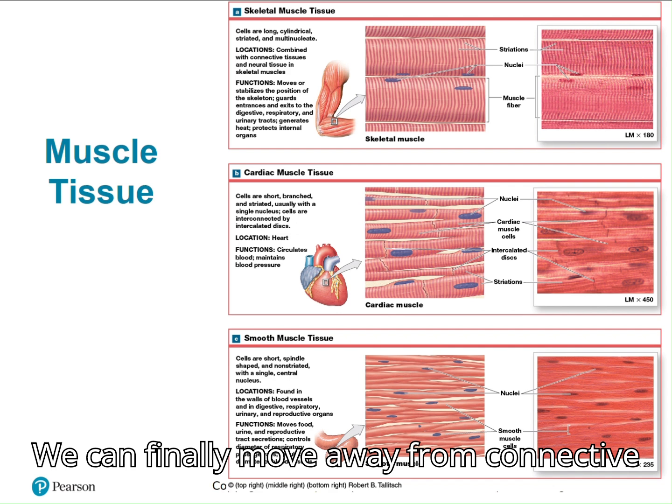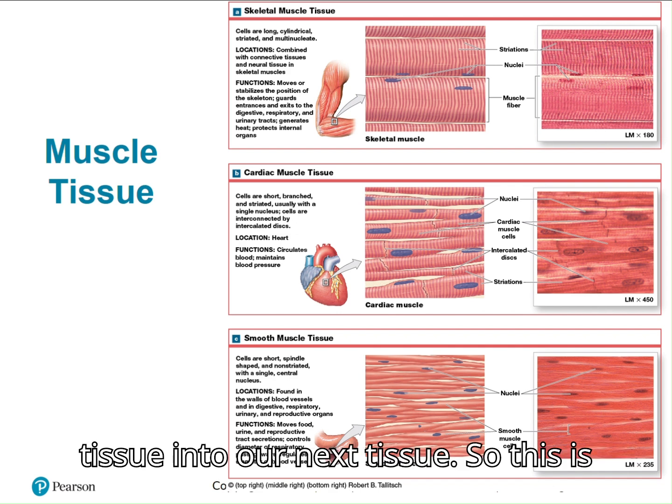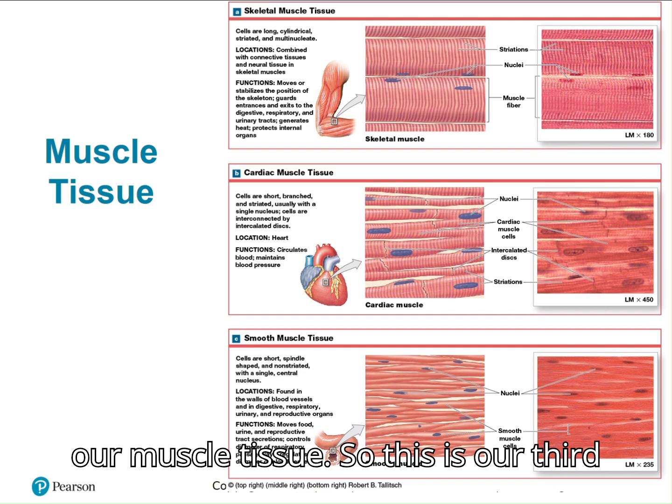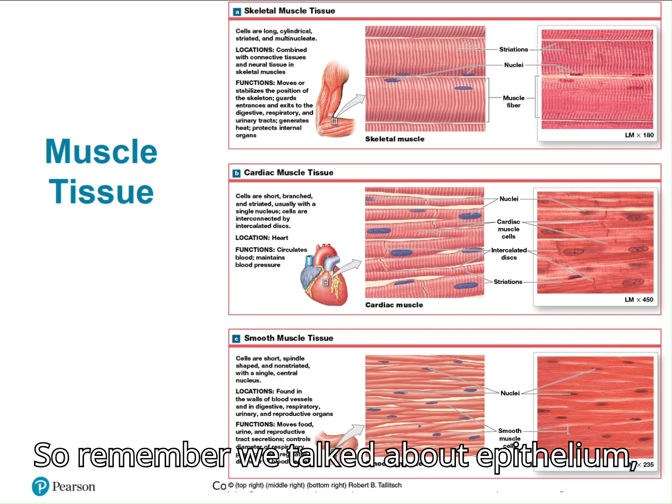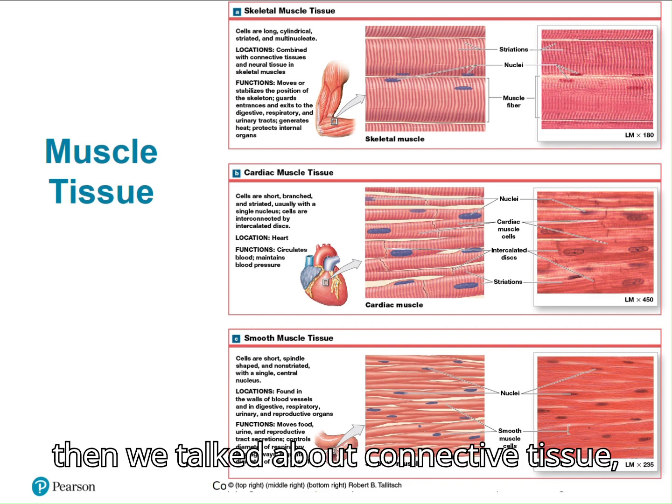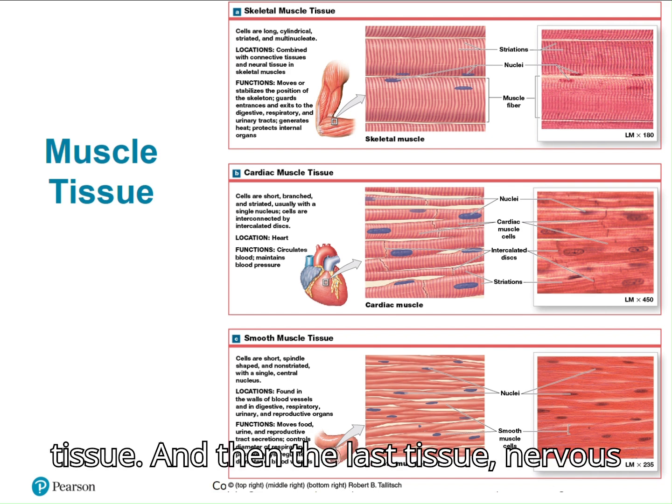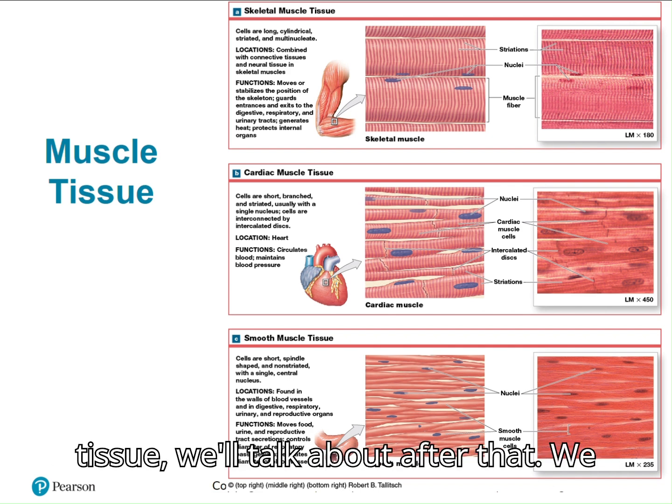We can finally move away from connective tissue into our next tissue. So this is our muscle tissue. This is our third tissue. Remember we talked about epithelium, then we talked about connective tissue, and now we're talking about muscle tissue, and then the last tissue, nervous tissue, we'll talk about after that.